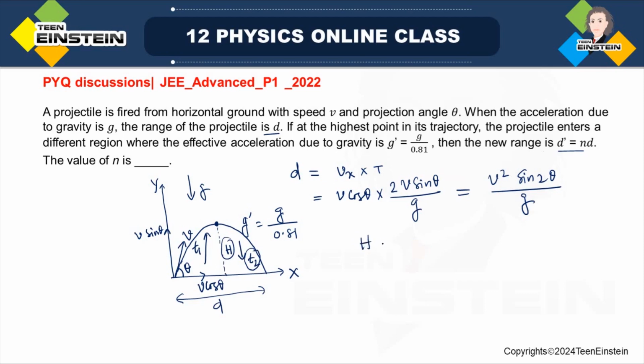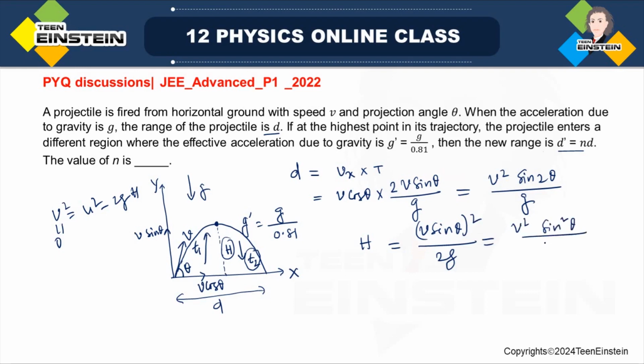You know, expression for the h will be obtained from the equation of kinematics, that is v square is equal to u square minus 2gh, and v is 0 at the highest point, so h will be v sin theta whole square divided by 2g. Okay, I can write this as v square sin square theta by 2g.